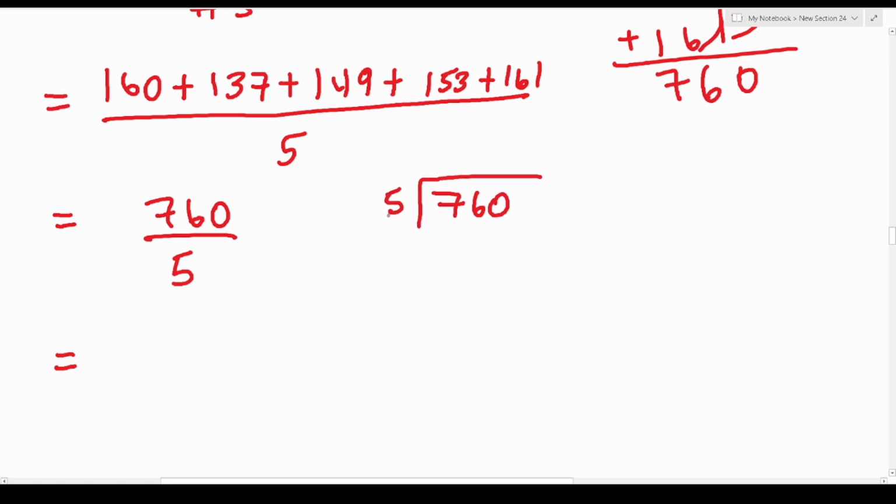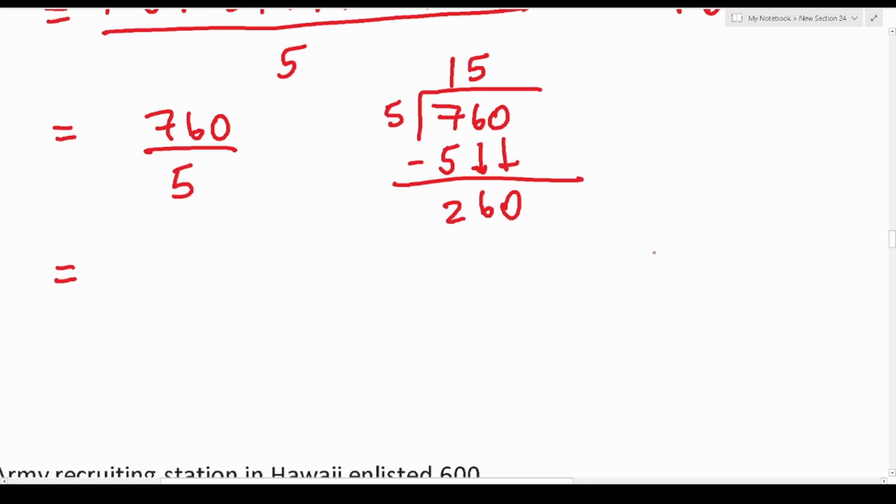And now we're asking ourselves, how many times does 5 go into 7 without going over? It's going to be 1 time, given that 5 times 1 is 5. 7 minus 5 is 2. Drop down this 6, and drop down this 0. The question becomes, how many times does 5 go into 2? It doesn't. How many times does it go into 26? It's going to be 5 times. 5 times 5 is 25. 26 minus 25 is 1.